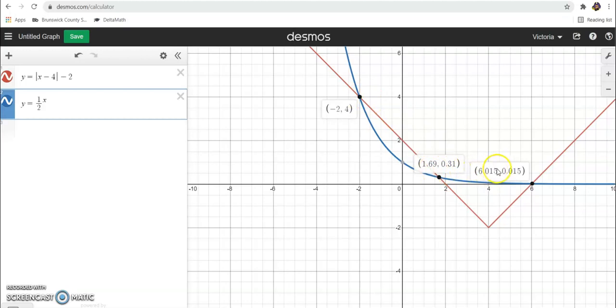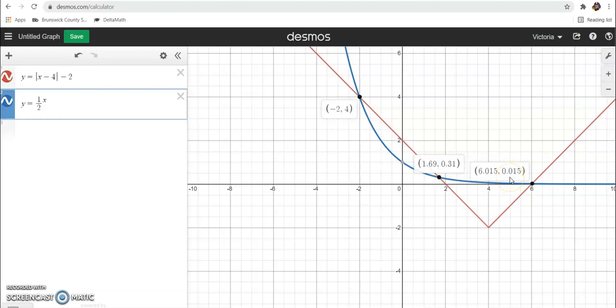Now notice these are not always going to be pretty whole numbers. An exponential very often does not have pretty whole numbers. We got lucky with this one. But these aren't pretty, so it's okay for you to round to 2 decimal places. I think that's appropriate. So 1.69 and 0.31 are good. Here, 6.02, once you round the 5, rounds the 1 to a 2, and 0.02. If you want to write the whole decimal, that's fine. It's not that many numbers.